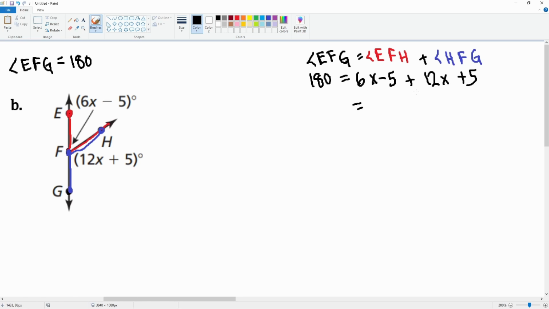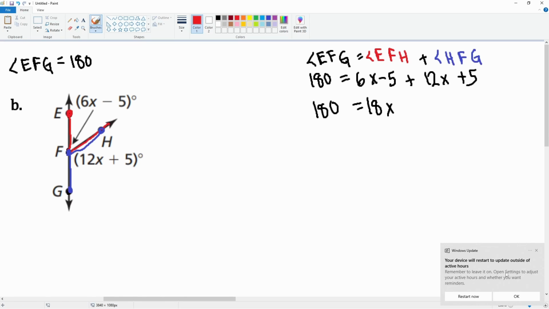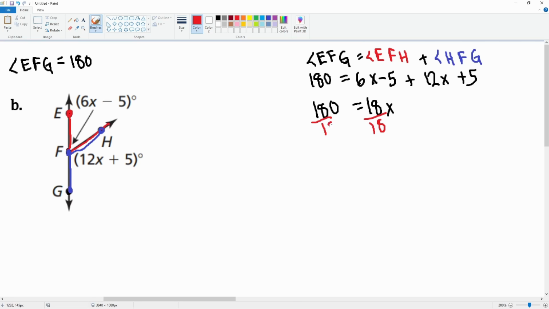What is 6x plus 12x? That gets us 18x. What's negative 5 plus 5? That's just 0, so we don't really care. Bring down the 180. Now we can divide both sides by 18. 18 over 18 cancels, making a 1, so that's just x. 180 divided by 18 is 10. So that's what x is.